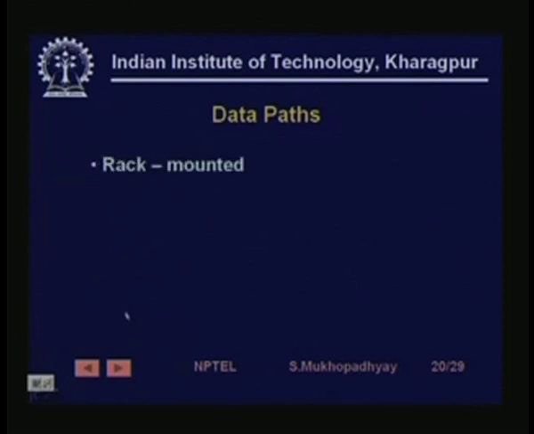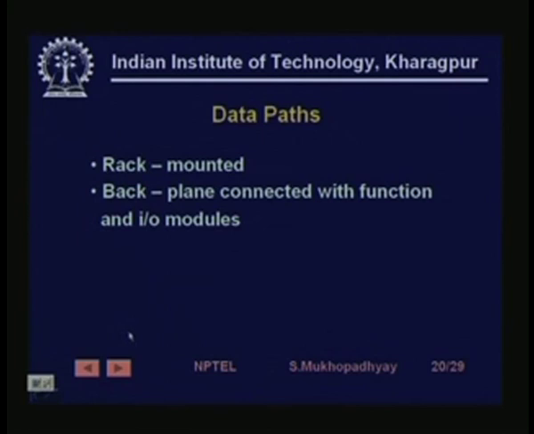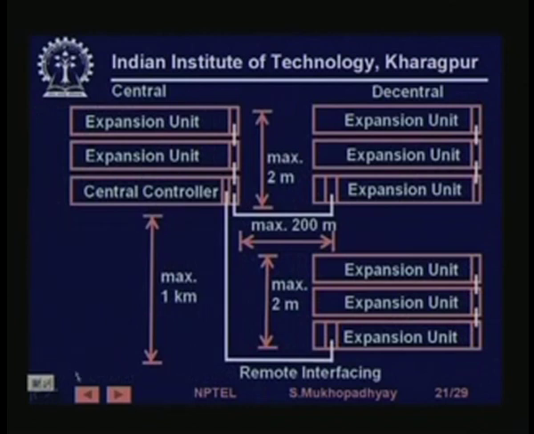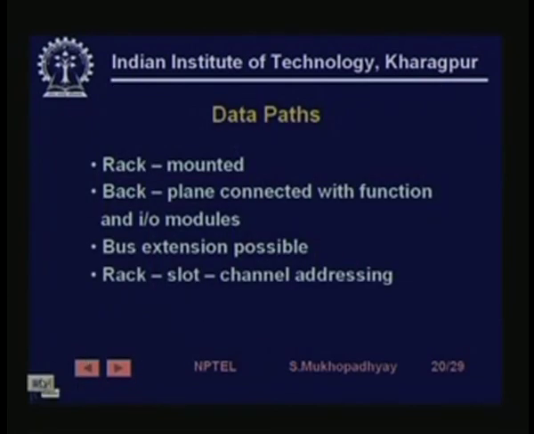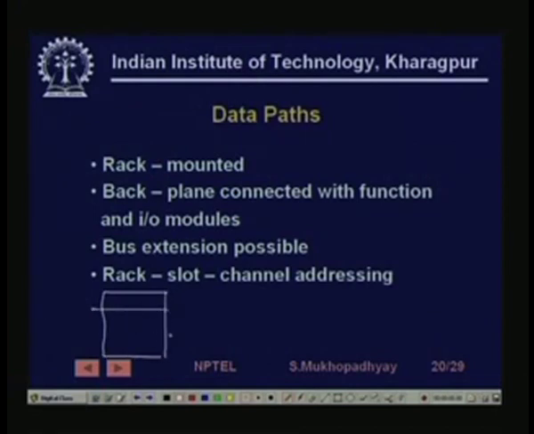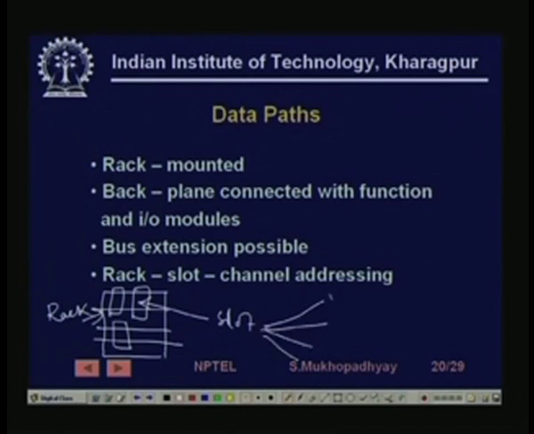So all these modules, how they are connected, that is what are the various data paths. To understand this, you have to understand that the PLC is, as we have said, rack mounted. There are a number of racks, like an almirah. In each rack there are slots, and in each slot you can put I/O modules or CPU modules, and each slot contains several channels. So there could be 8 analog channels, for example.